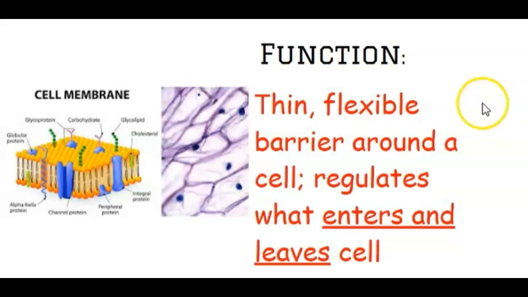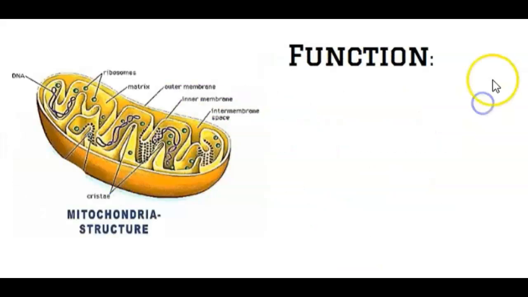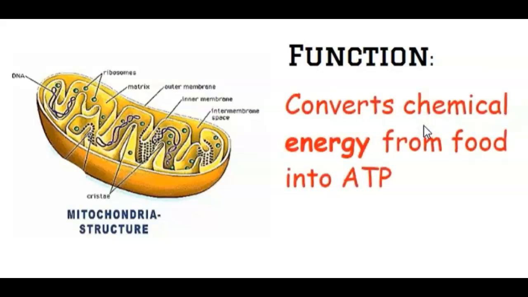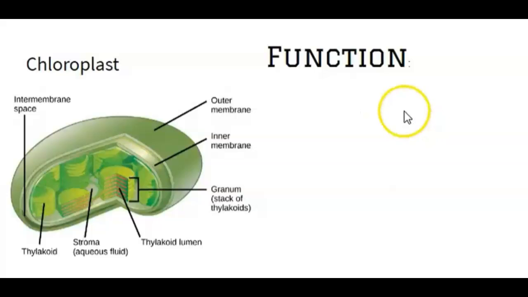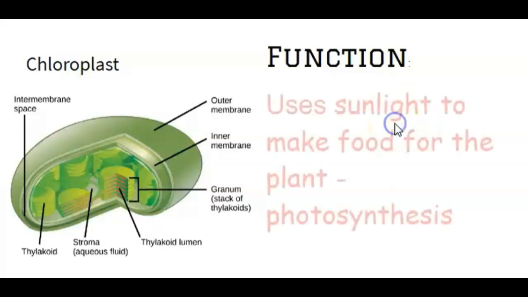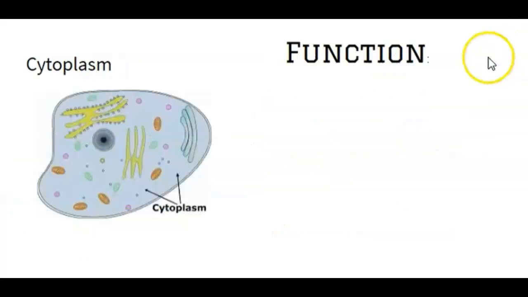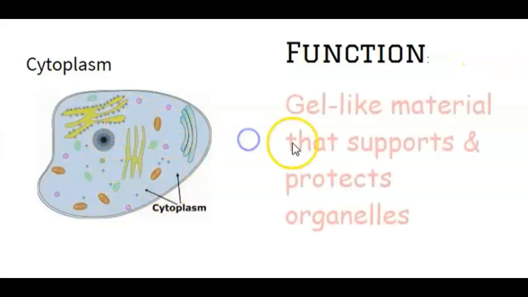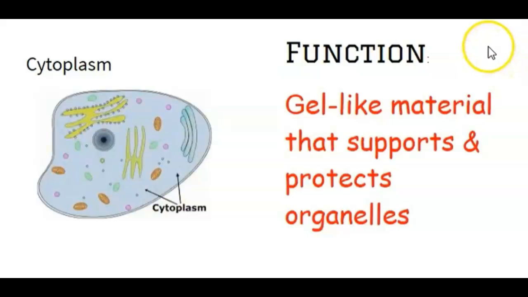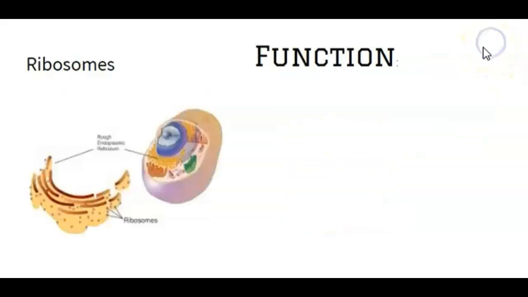Now, a reminder, I want you to pause this video when you need time to write, and then resume it when you're ready to go on. All right, the mitochondria converts chemical energy from food into ATP. The chloroplast is going to use sunlight to make food for a plant through a process called photosynthesis. Cytoplasm. Cytoplasm is all of this space here, this light blue. It's a gel-like material that supports and protects the organelles.